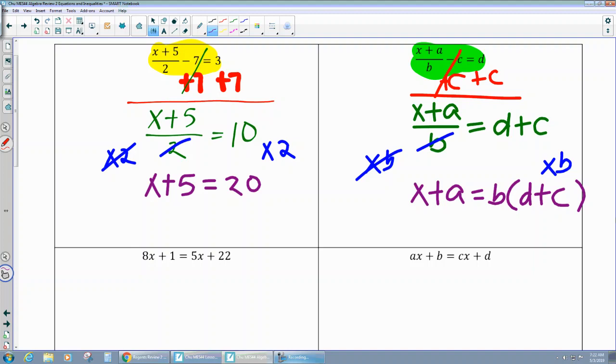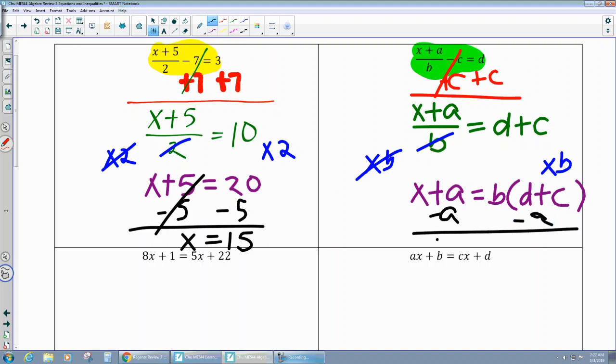Okay, the last thing we want to do is subtract 5 from both sides. I get x is equal to 15. And over here, I'm going to subtract a from both sides. And I'm going to get x is equal to b times (d plus c) minus a.